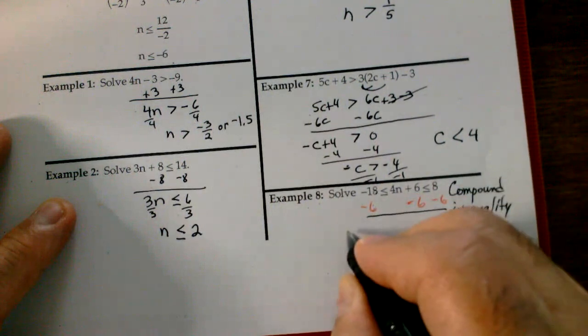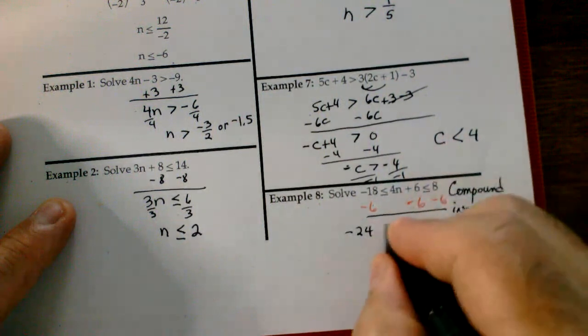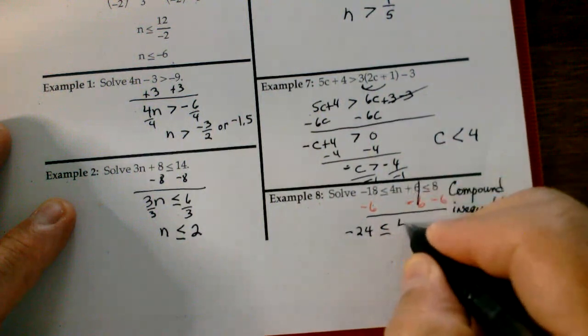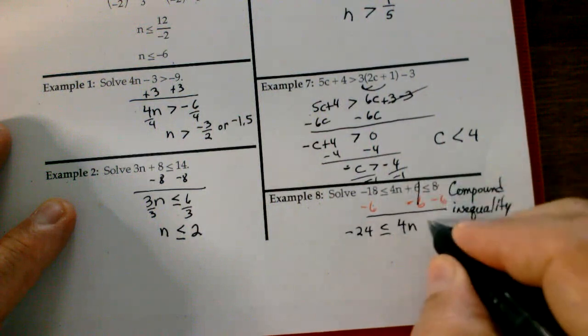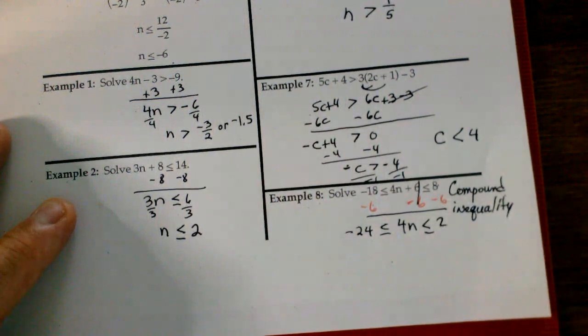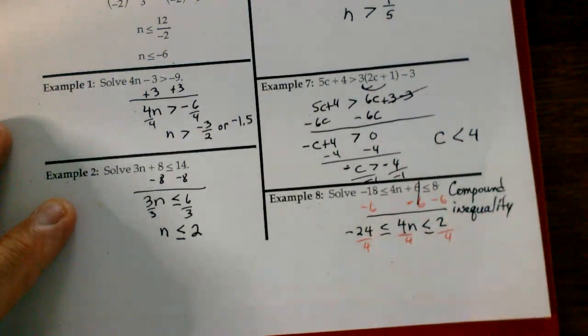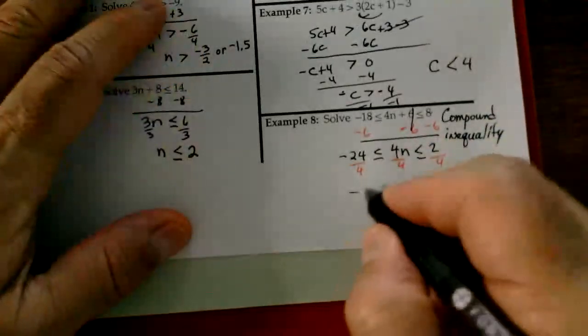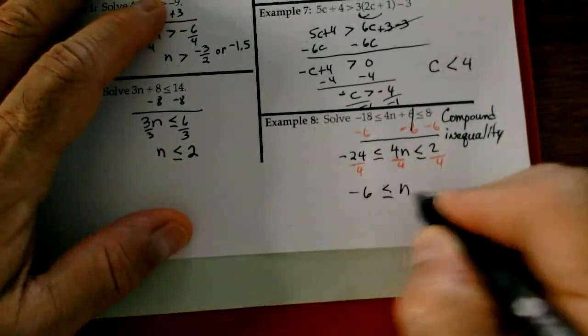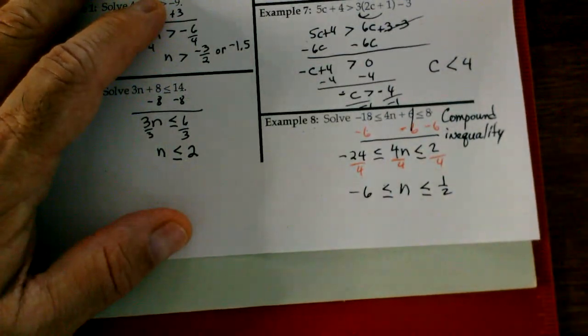Negative 18 and negative 6 is negative 24. And then the arrow is less than or equal to. We have 4n. 8 minus 6 is 2. Now the last step. The opposite of multiply is to divide. Like that. And you're going to get negative 6 and 1/2, because 2/4 is 1/2.